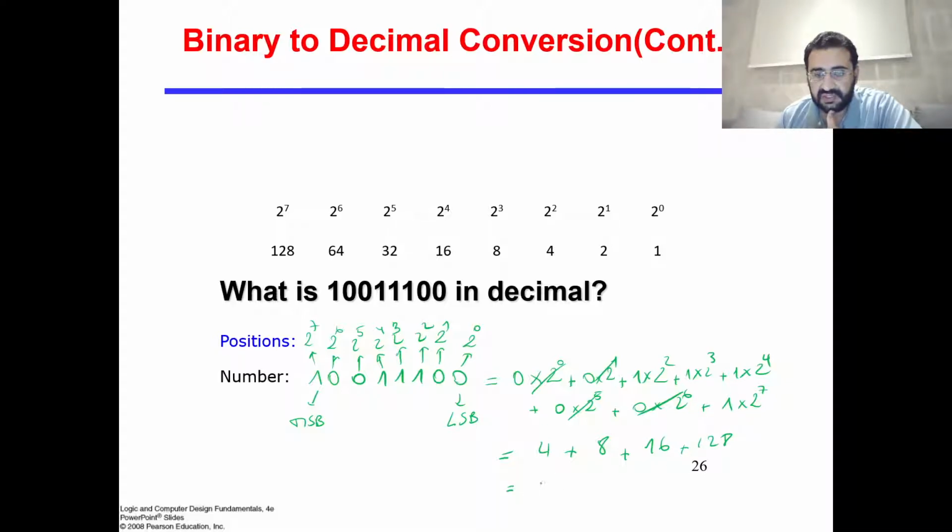So we just need to make the computation. This is 120, 148 plus 8, 156. So this is the conversion from binary to decimal. And in the next video, we'll look at other conversions.